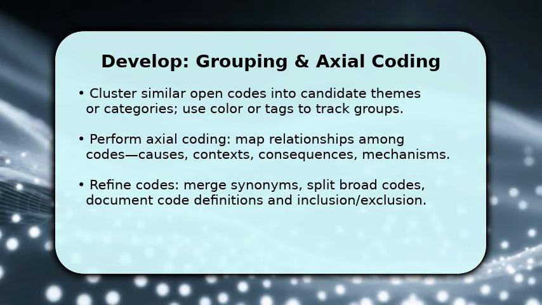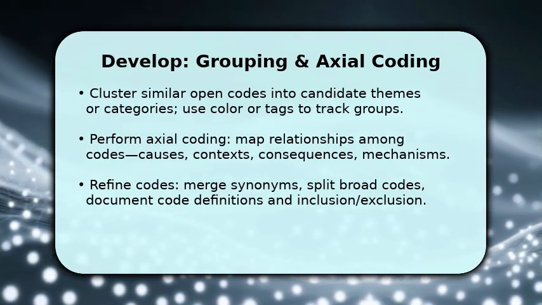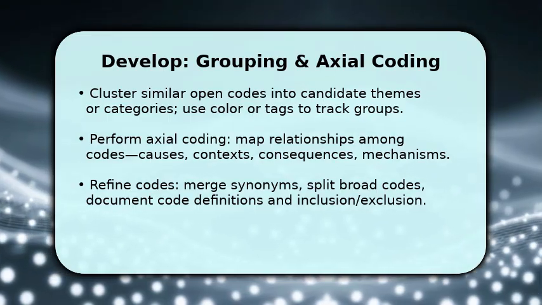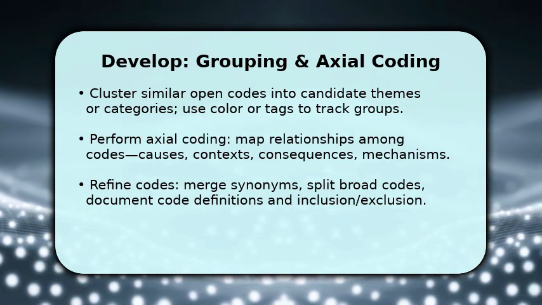Make sure to iteratively refine codes. Merge near duplicates, split overly broad labels, and create clear definitions with inclusion and exclusion rules. This stage converts a long list of labels into a coherent codebook that explains why items.